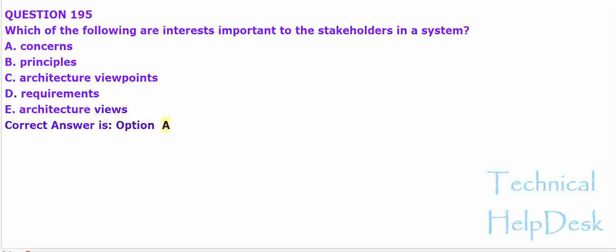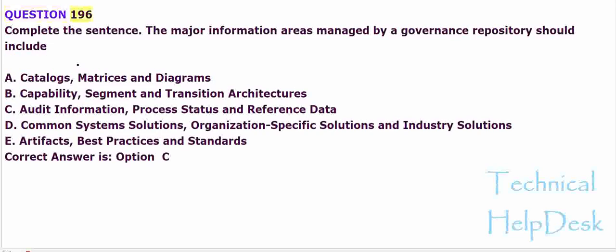Question 196. Complete the sentence. The major information areas managed by a governance repository should include ___. A. Catalogs, matrices and diagrams. B. Capability, segment, and transition architectures. C. Audit information, process status, and reference data. D. Common systems solutions, organization-specific solutions, and industry solutions. E. Artifacts, best practices, and standards. Correct answer is option C.